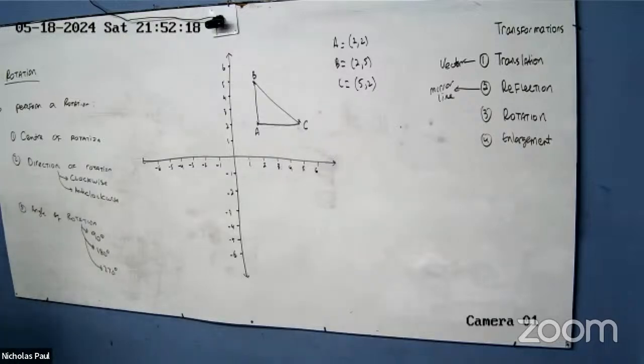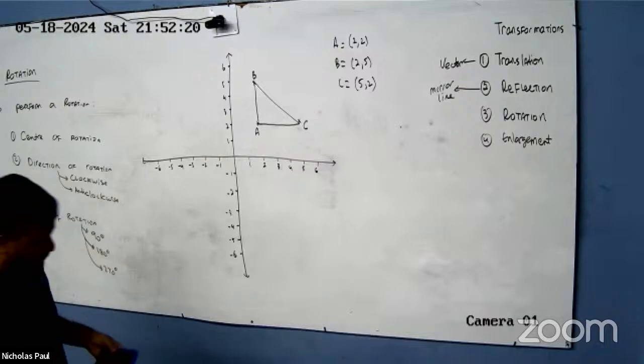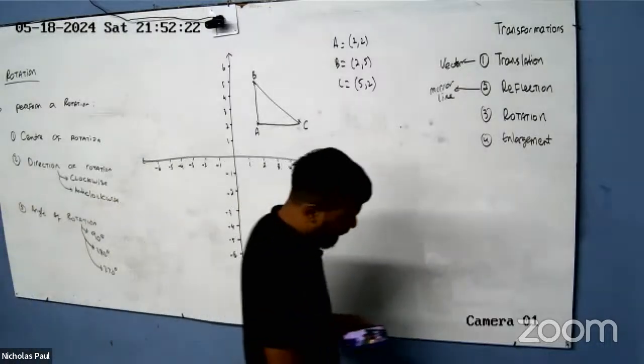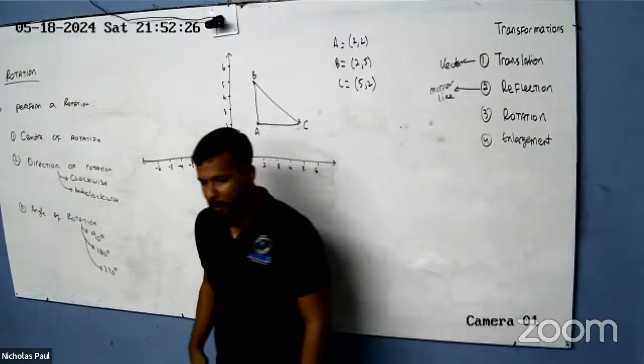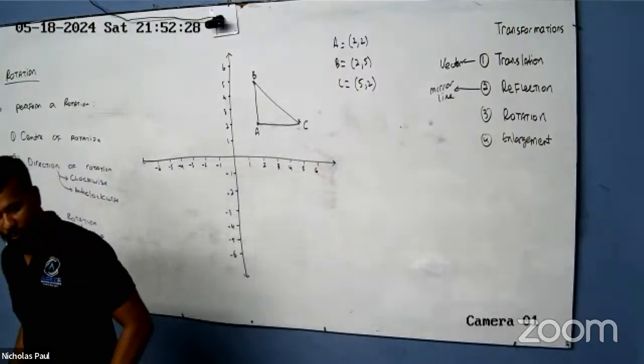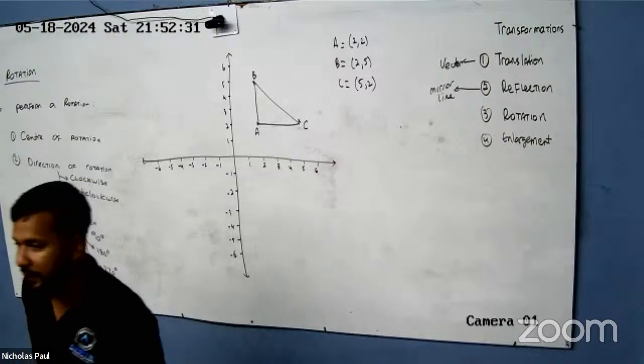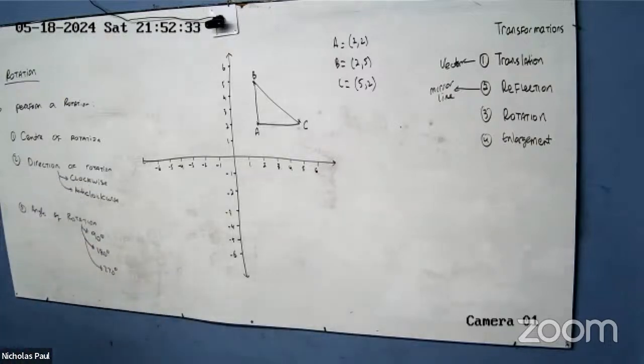And we're going to perform our first rotation. Take your time, plot it. Get a triangle and label it up. Label it A, B, C.